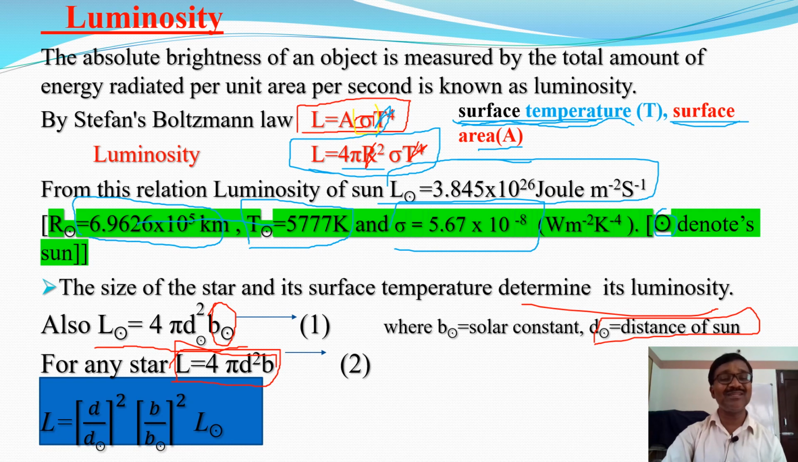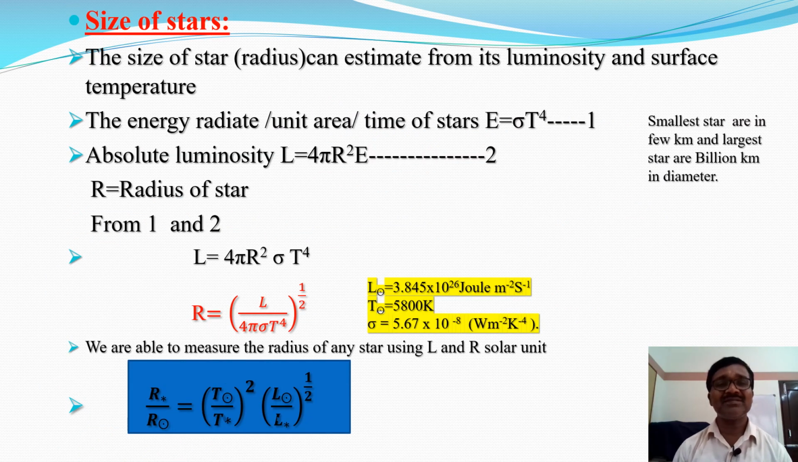L is equal to 4 pi d squared times b, where d is the relative distance of the star and b is the solar constant. Simply, students, remember that the luminosity of any star mainly depends on the surface temperature and surface area, that means the size of the star. The next property of the star is size or radius.